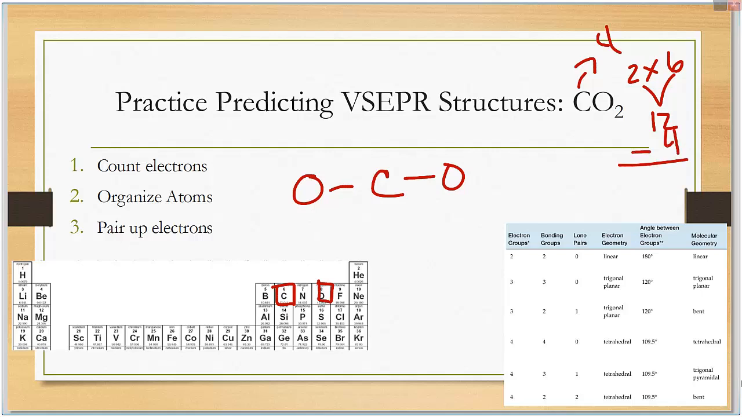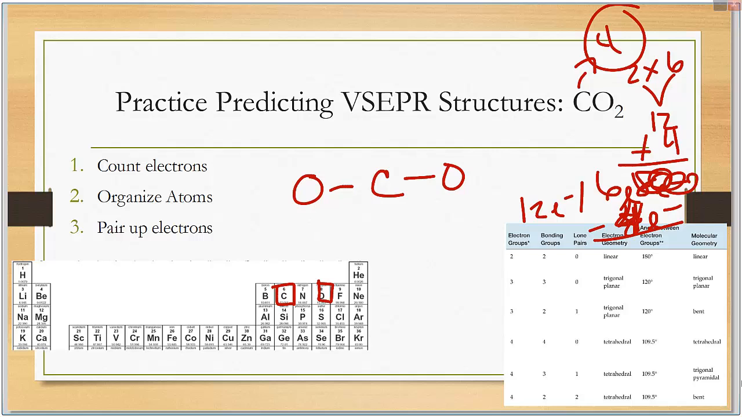Oh, sorry. I forgot to add these 4. So we actually have 16 electrons total, minus 4 electrons from it being used up. So now we have 12 electrons left. 1, 2, 3, 4, 5, 6, 7, 8, 9, 10, 11, 12.